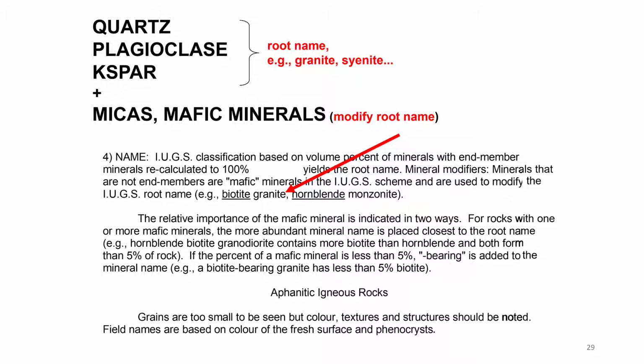The relative amount of the mafic mineral is indicated by whether it is less than 5% of the rock composition or more than 5% of the rock. If the percent of a mafic mineral is less than 5%, the word bearing is added to the mineral name. So if you have a granite with less than 5% biotite, you would have a biotite-bearing granite.